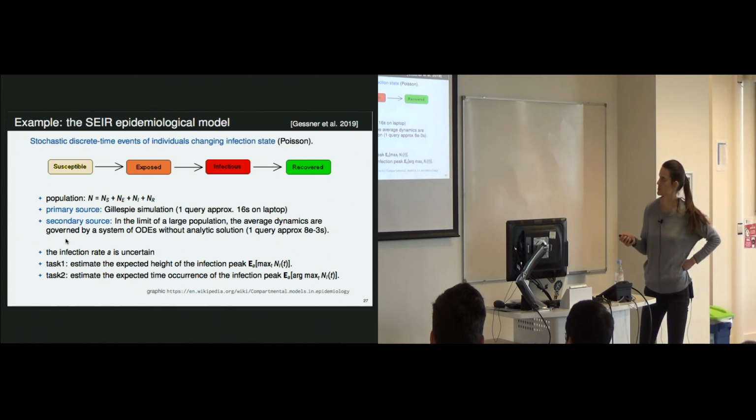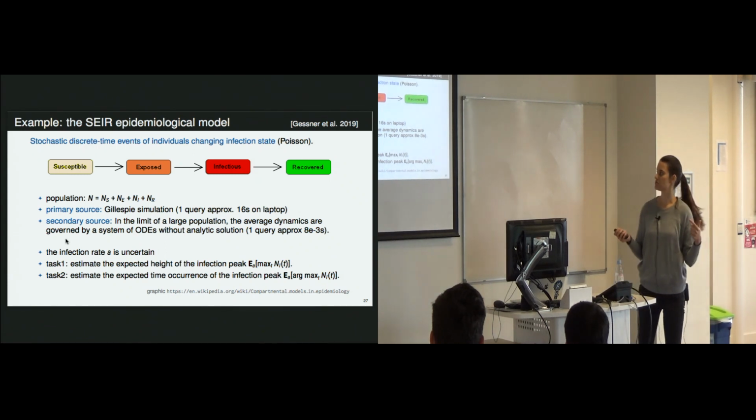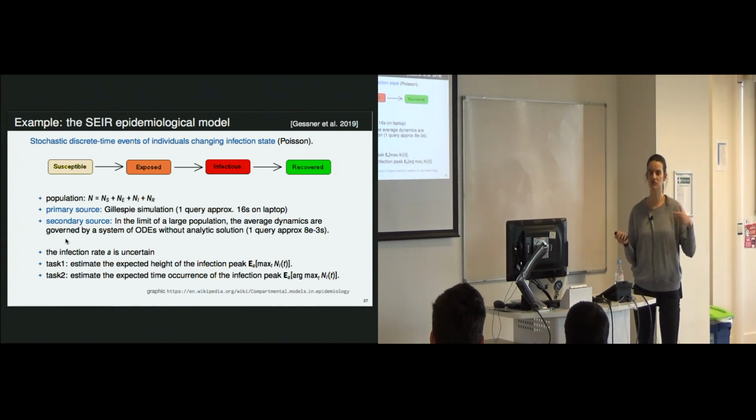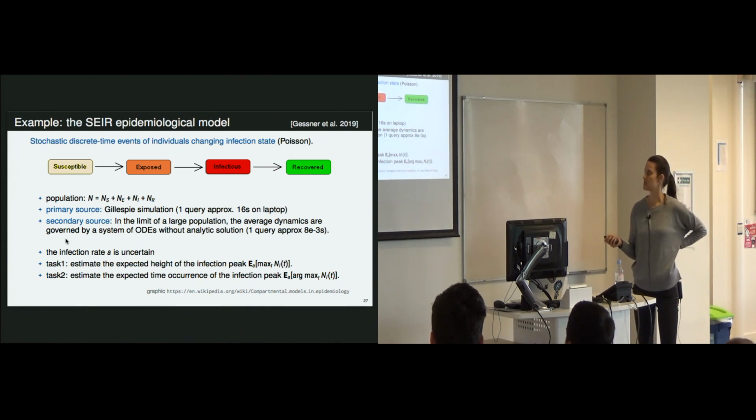And the primary source here is the Gillespie simulation, and one query takes about 16 seconds on a laptop because it samples trajectories from the stochastic process, and you kind of need to sample 1,000 or so and then average those to get some answer. So one thing you might ask, for example, is when is the expected height of the infection peak? This is an integral because it's an expectation. And the other one would be when is the expected time occurrence of the infection peak, which is also an integral. And even getting the ground truth here took about an hour on a laptop because each evaluation is very expensive.